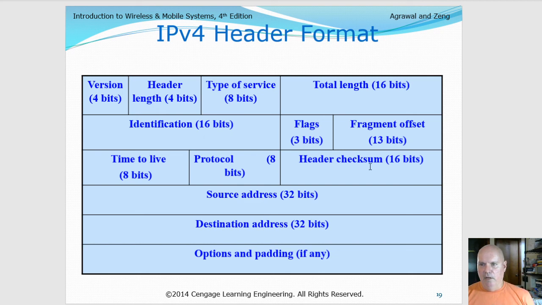Let's see some other information down here that's very important. There's the source address. This is the IP address, and it's 32 bits long, of the computer that's sending out this packet. Okay, and then it's sending it to the destination address. So this would be the 32-bit destination address of the remote computer. Okay, so let me flip over to a whiteboard and talk a little bit more about this.